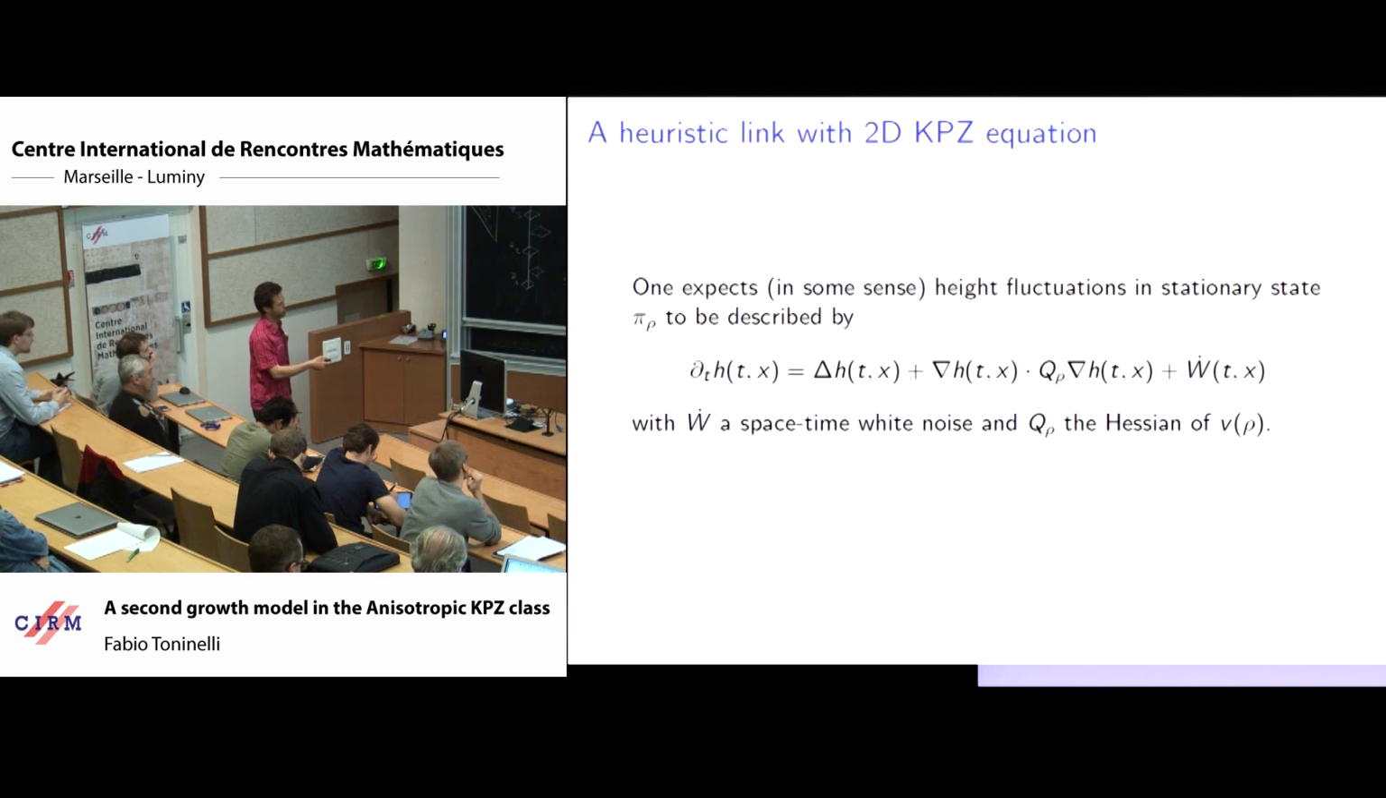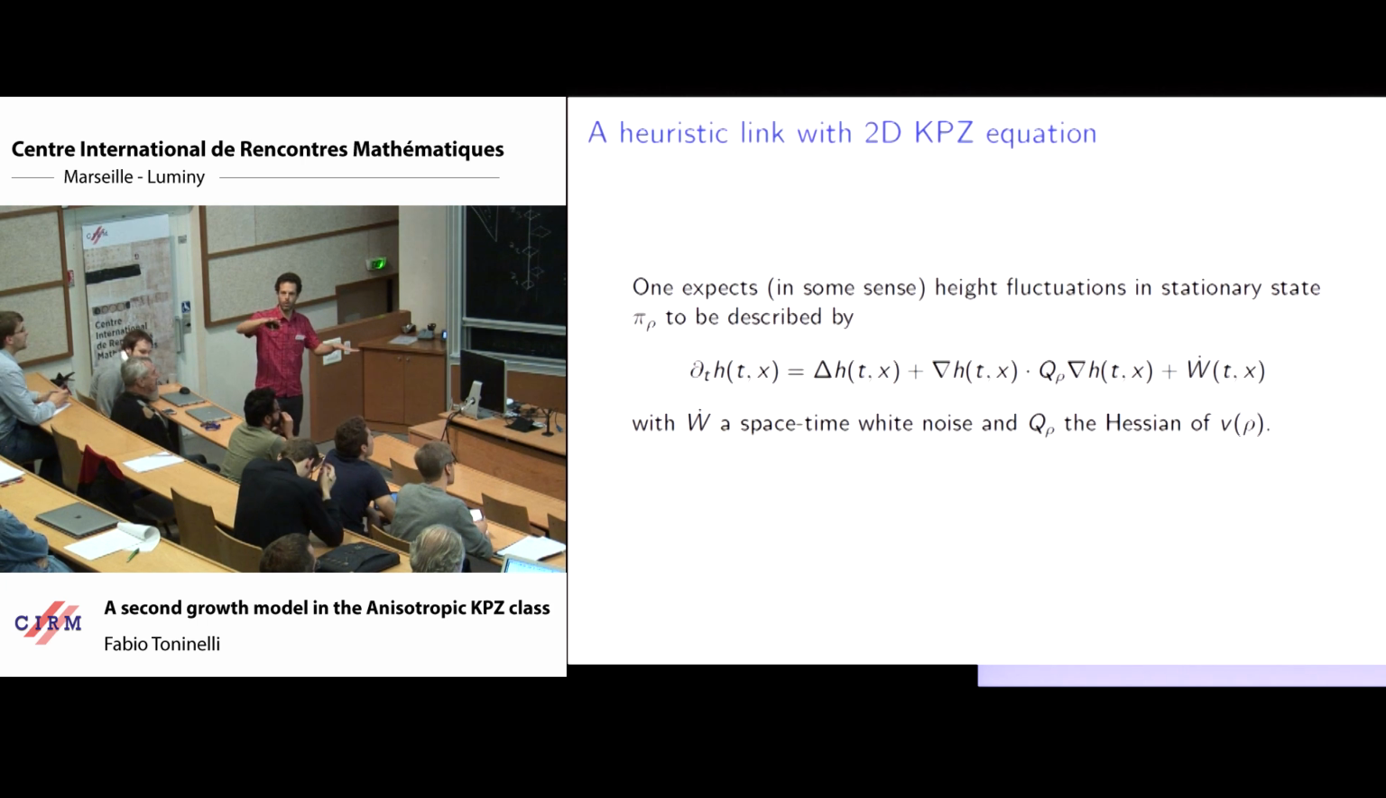You will have this usual smoothing term, the space-time white noise, and then the first nonlinear term you write down. In one dimension, you would have something like a constant times the gradient squared. Now here you are in 2 dimensions, so in general you will have a quadratic form of the gradient: the gradient times a certain 2 by 2 matrix Q times the gradient. And this 2 by 2 matrix should be nothing but the Hessian of the function V computed at the rho which you have chosen as your stationary state.